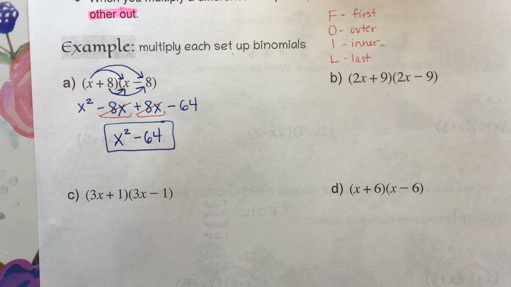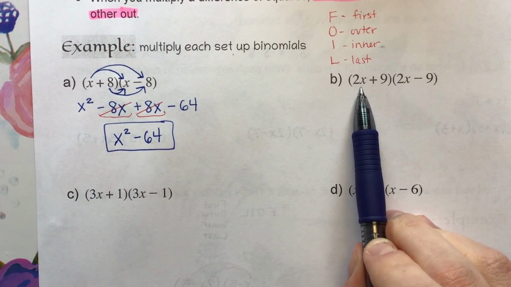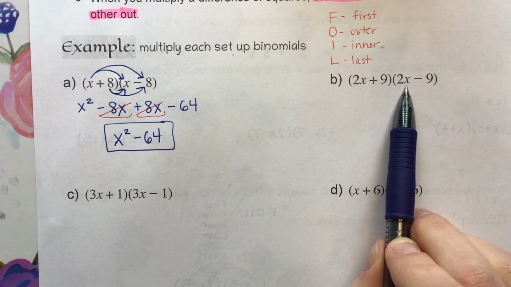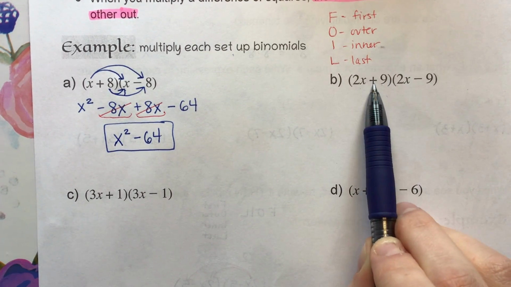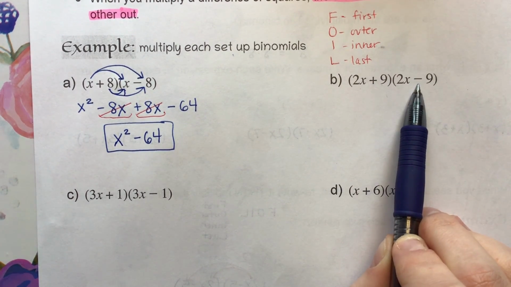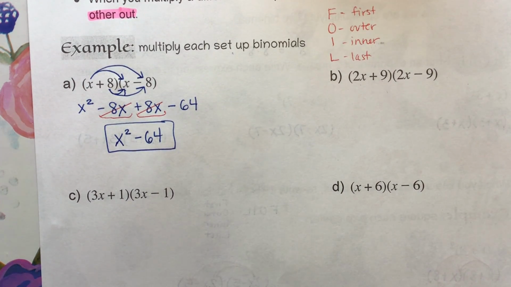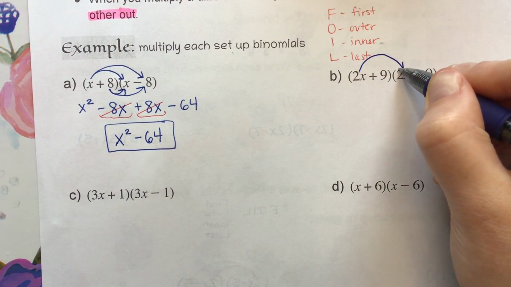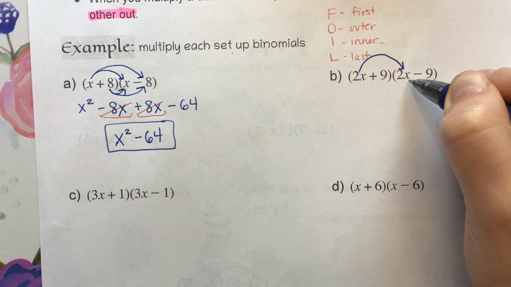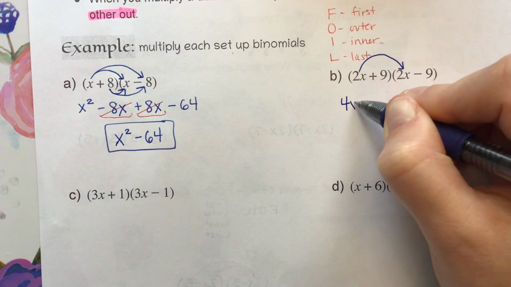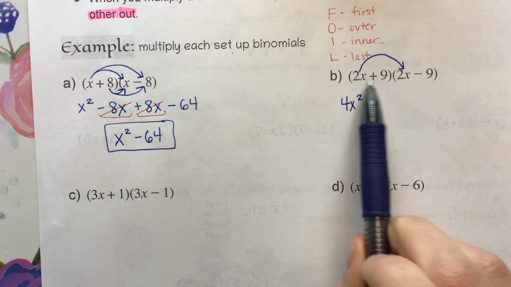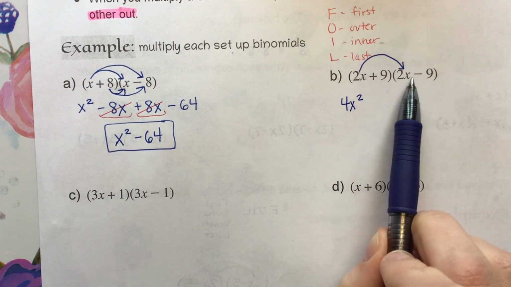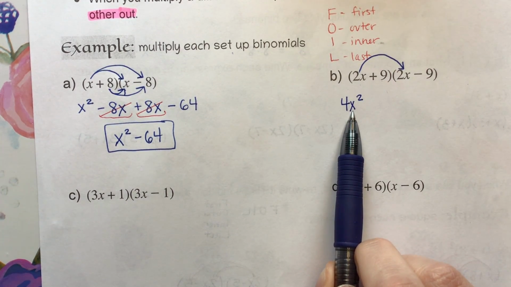All right, let's do that again. I have 2x plus 9 times 2x minus 9. The plus in one and the minus in the other is what's going to cause there to be something canceling out. So let's do FOIL. First term times first term. 2x times 2x is 4x squared. 2 times 2 gets me the 4. x times x gets me x squared.